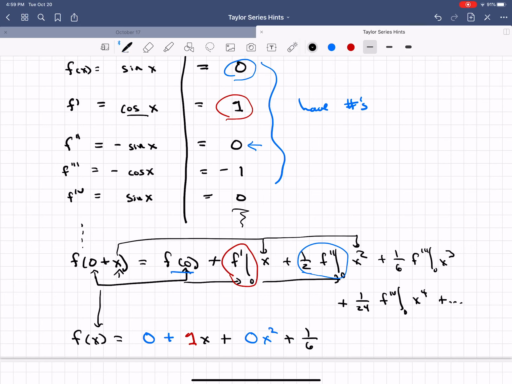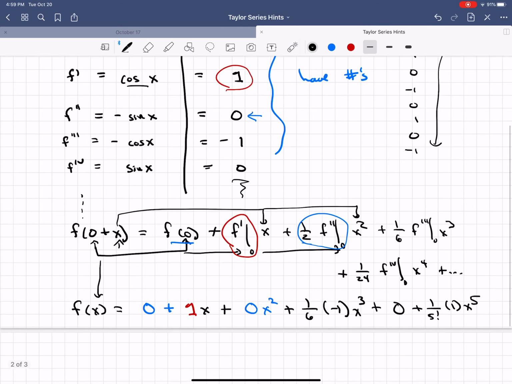I have a sixth. The third derivative was minus 1 times x cubed. The next term was going to be 0 again. The next term, by the way, would be 1 over 5 factorial times 1 times x to the fifth, because you'll see there's a pattern here, right? The pattern is I'm going 0, 1, 0, minus 1, 0, 1, 0, minus 1. So if you keep going down here, you keep flipping in your derivatives between 0, 1, and minus 1.